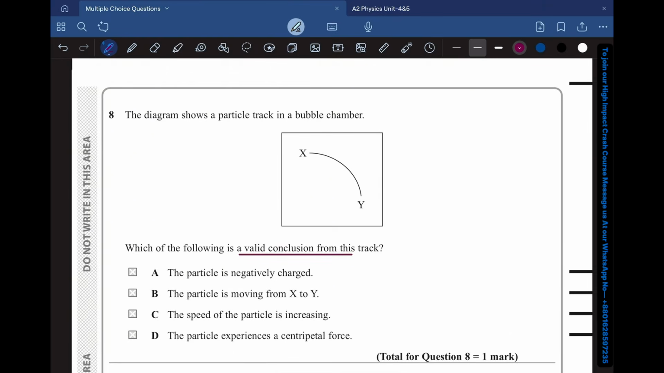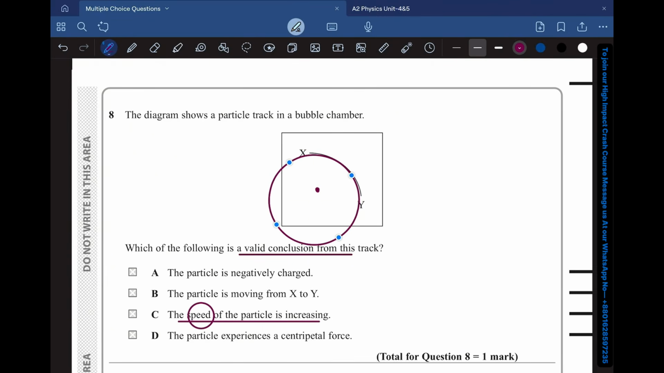The next part says the speed of the particle is increasing. This cannot be our answer as well, because the speed solely depends upon the radius of curvature, and here there is only one radius, and that radius is uniform. Let's say we draw it like this. Here you can see that the radius is constant. So this is how the radius will actually look. Let's make it even bigger.